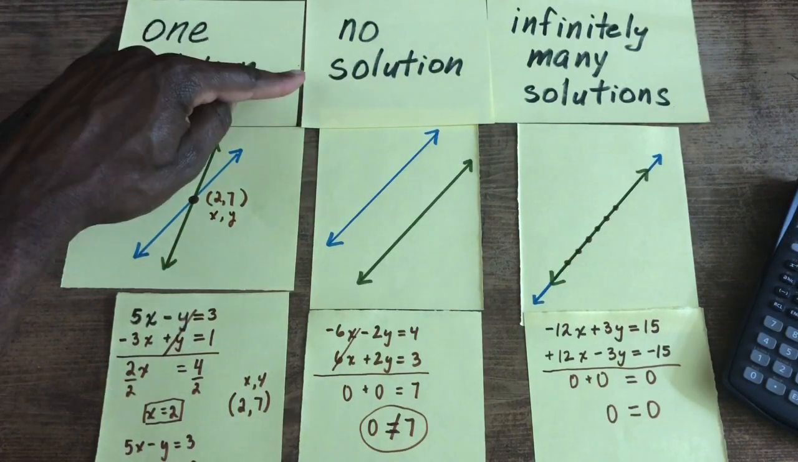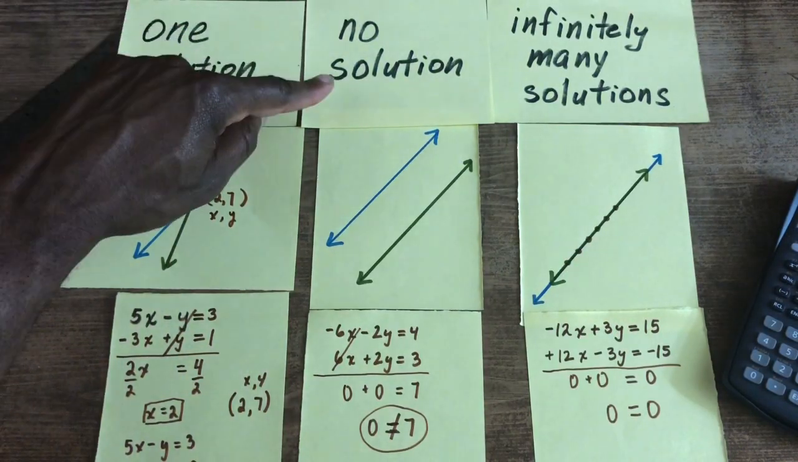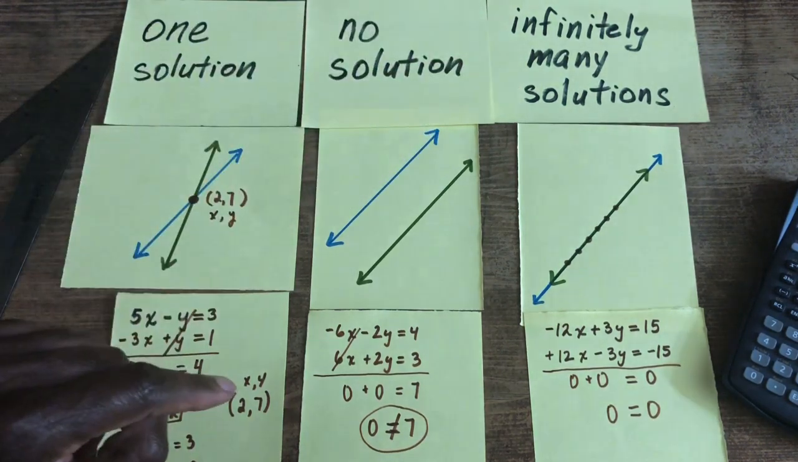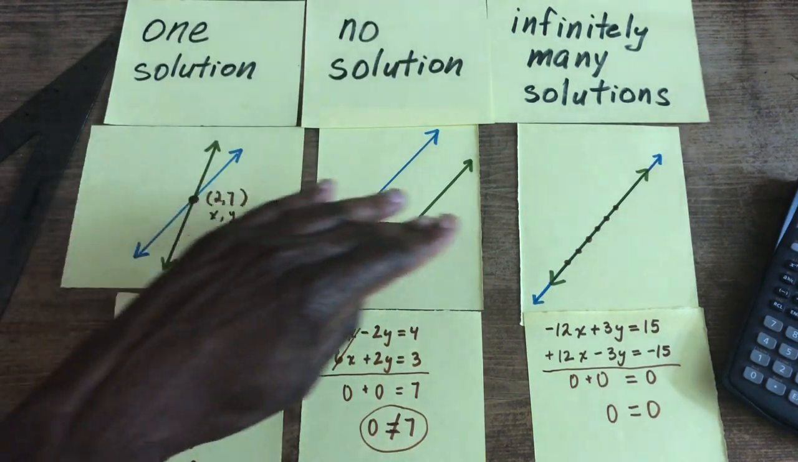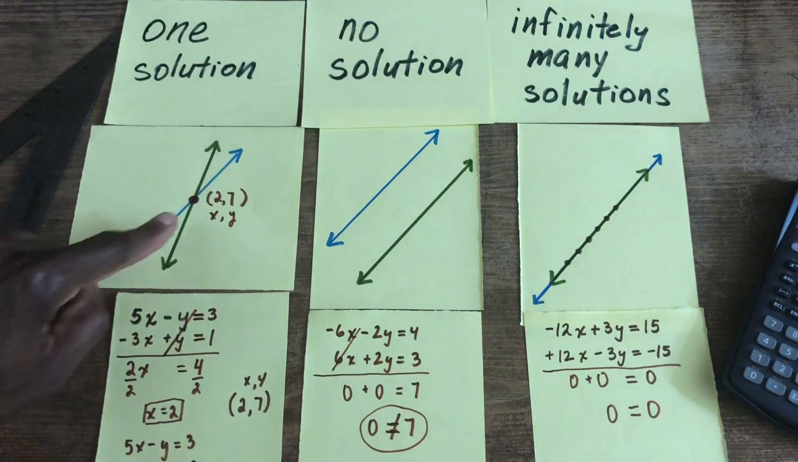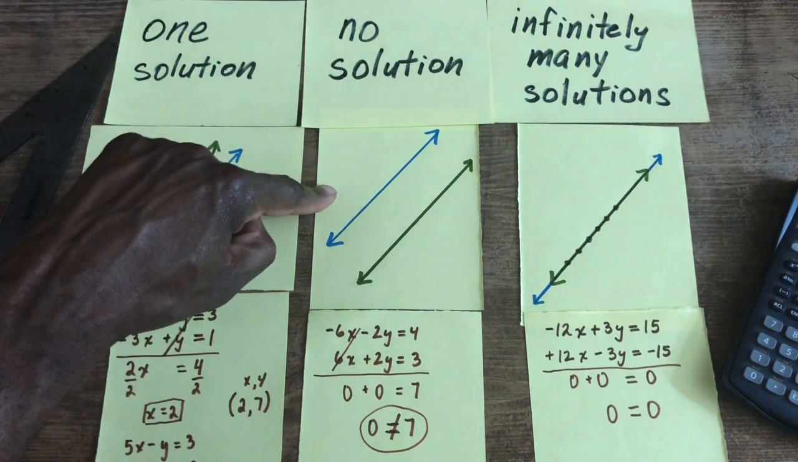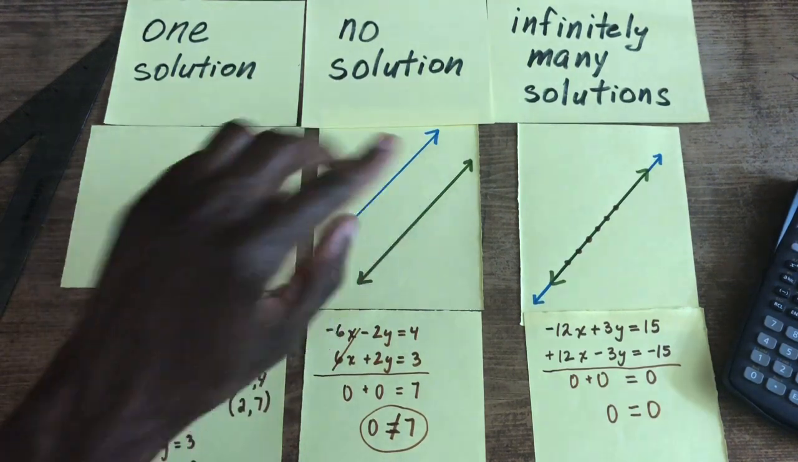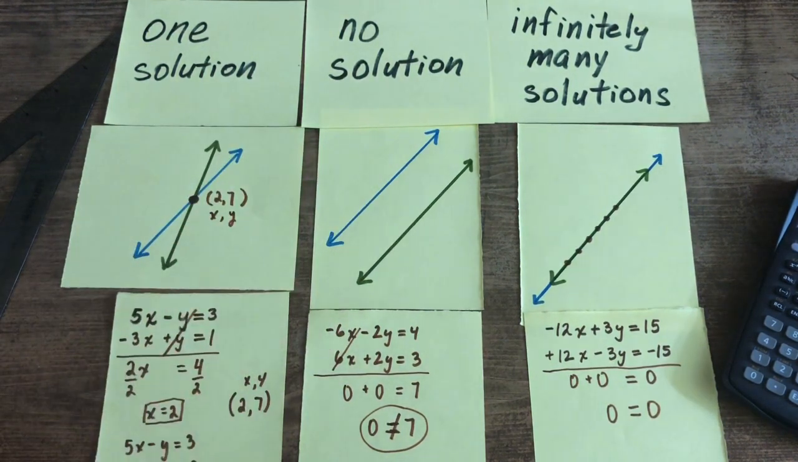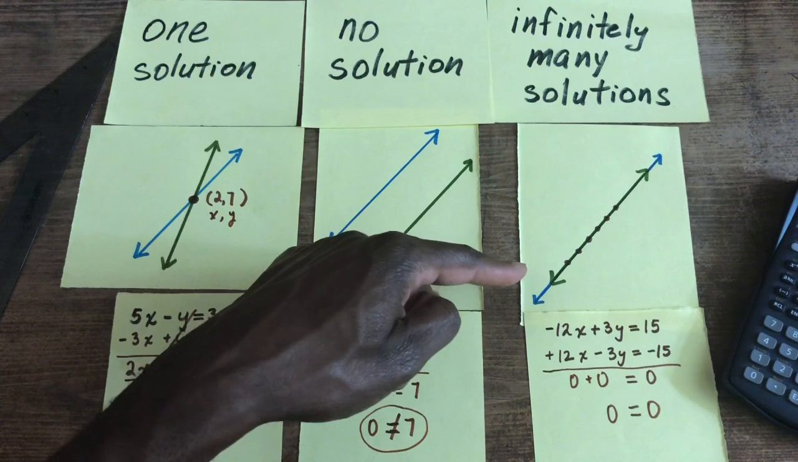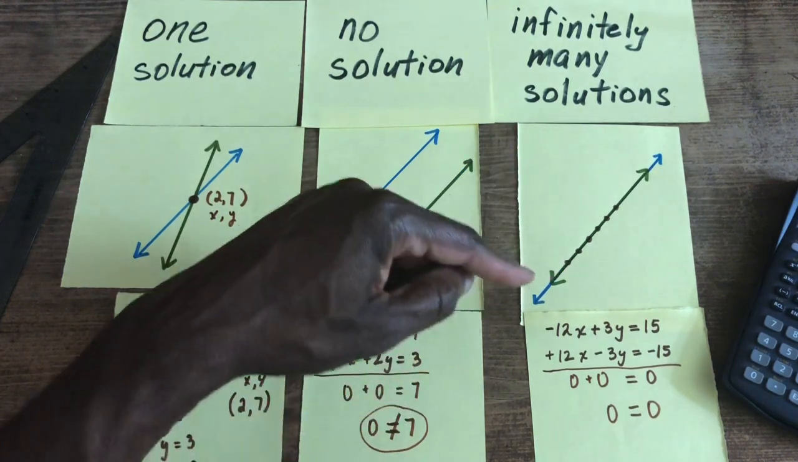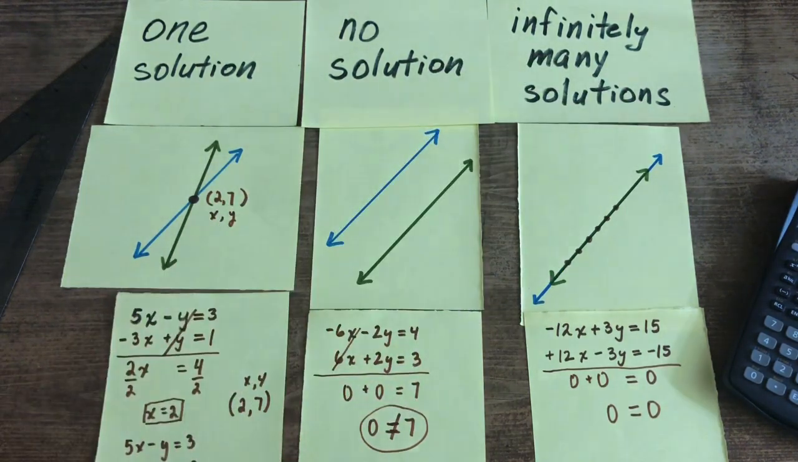Our three types of solutions: one solution, no solution, infinitely many solutions. Here's how it looks graphically. One solution has one point where the two lines intersect. No solutions, the two lines are parallel, they will not intersect, so we have no answer or no solution. And over here, the lines being on top of each other means we have infinitely many solutions.